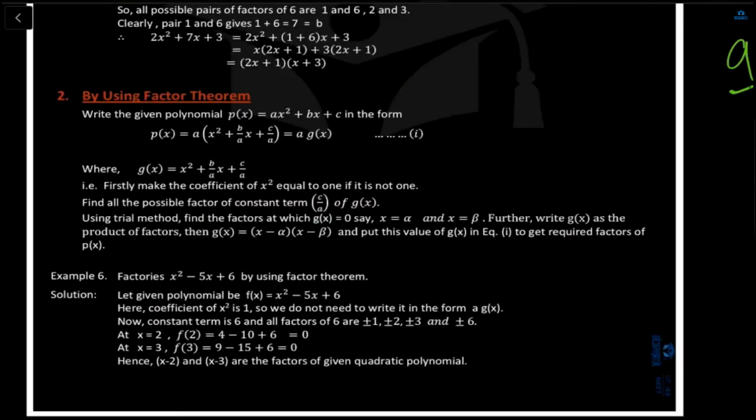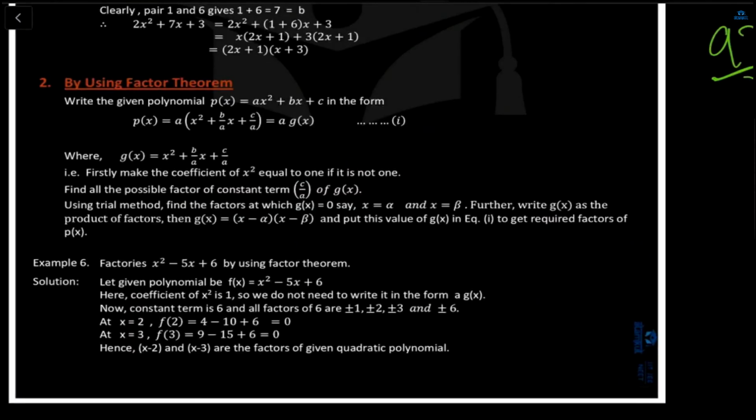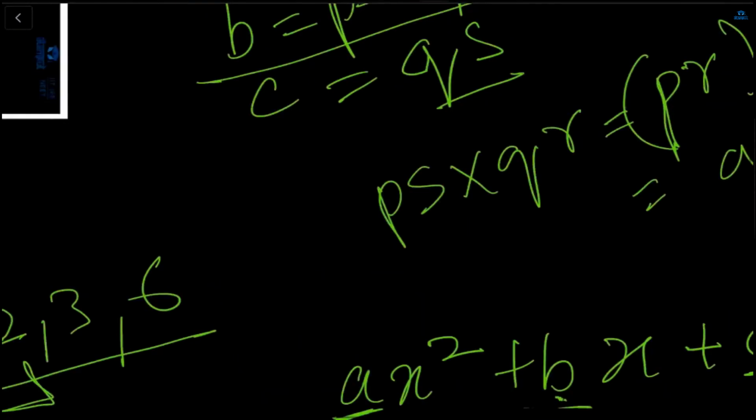Now let's check another way for factorizing. Another way for factorizing a quadratic polynomial is by using the factor theorem. Now, how can you factorize it by using the factor theorem? See, here it will be a little tricky.